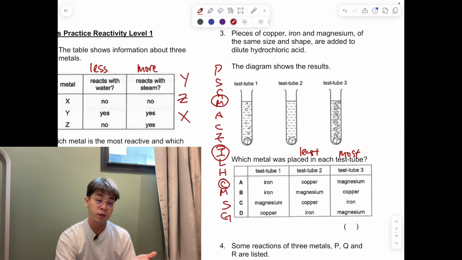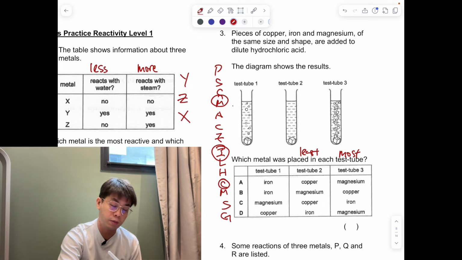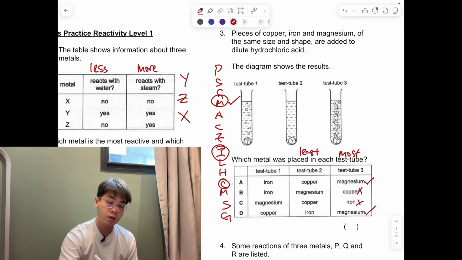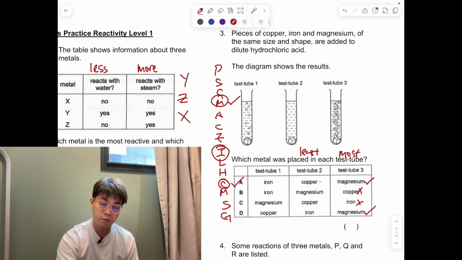So we know the most reactive one is magnesium. Magnesium is here, so magnesium has to be test tube 3. Then we know that the least reactive must be copper. So out of this must be copper. It cannot be iron. Therefore the answer is A.